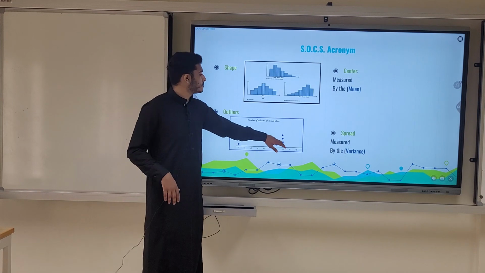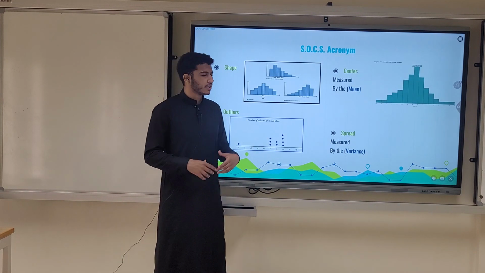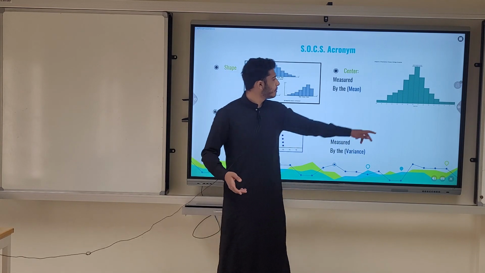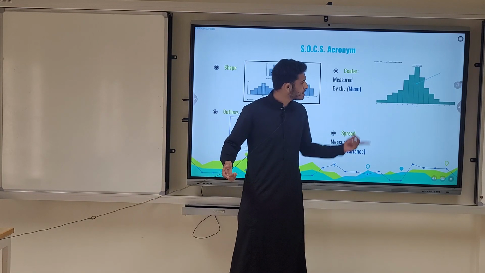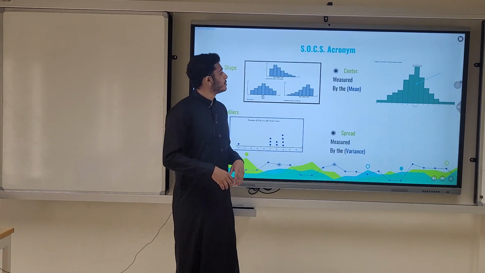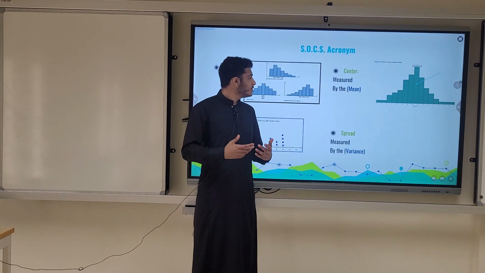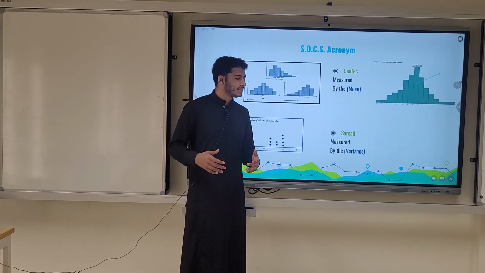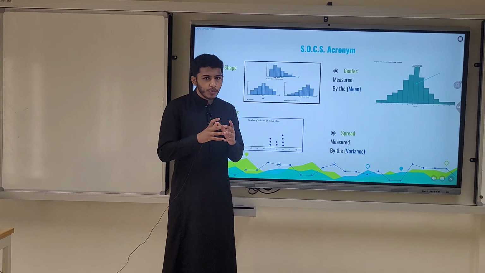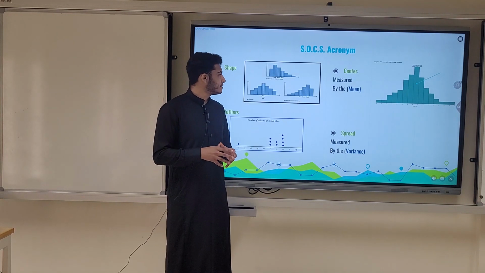Well, let's talk about the center. The center is quite a straightforward concept. It's the center of the data. If I ask you where the center is, you're going to point here. Here is indeed the center. Well, what does it tell us? In usually normally distributed data, the center is going to be where the majority of the points are. And we measure the center by the mean.